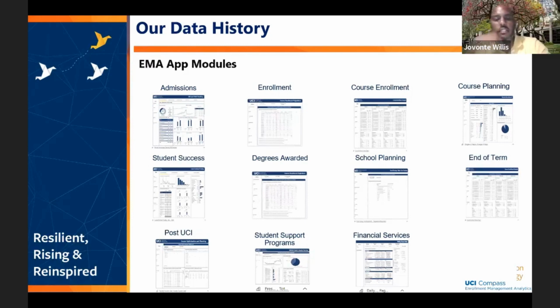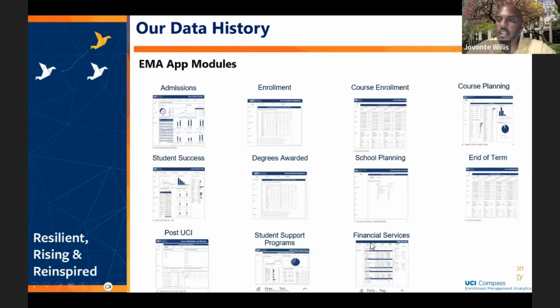Our next section is our student success module, which allows people to really understand time to degree. What are the bottleneck courses students tend to have? And are there any equity gaps and stuff like that? Our next is our degrees awarded, which provides any type of information on degrees and minors awarded at the university. Our school planning section is the customized section of our EMA app that we customize for the 13 different schools on campus. We know every school does things differently, and they have different business practices. So we design a customized section for each school based on their requirements to help them plan for the upcoming year.